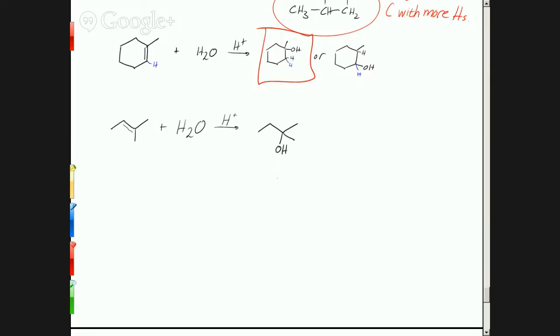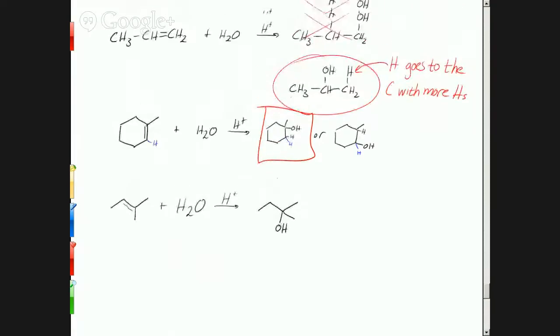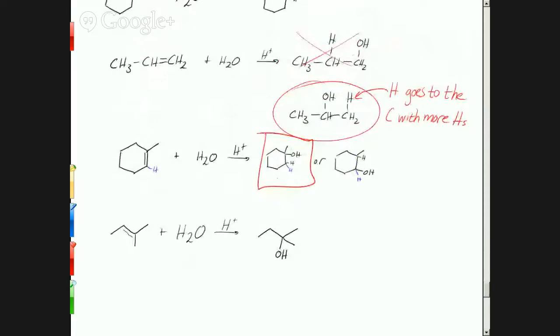Now that reminds me, there's another way of thinking of this that some people find easier, especially with line structures. Instead of thinking about the hydrogen going to the C with the more H's, which is what the book talks about, you can think about the OH as going to the carbon with the more other carbons. You see what I'm saying here? You have two carbons on the double bond. The OH could go here or here. This one has more other carbons attached, so that's where the OH goes.